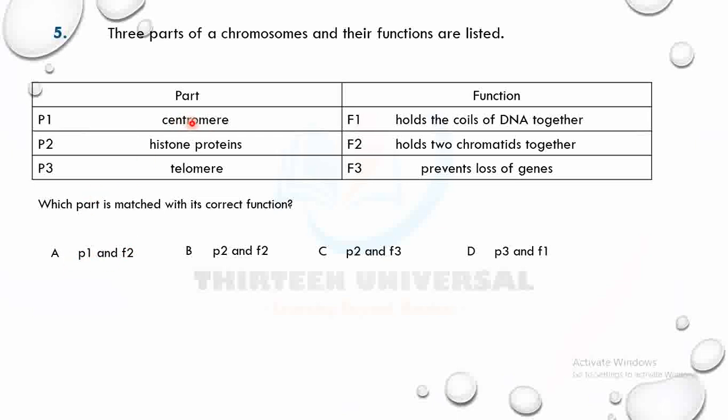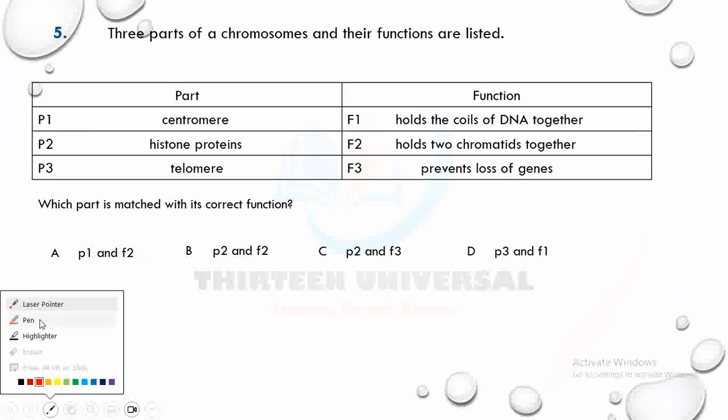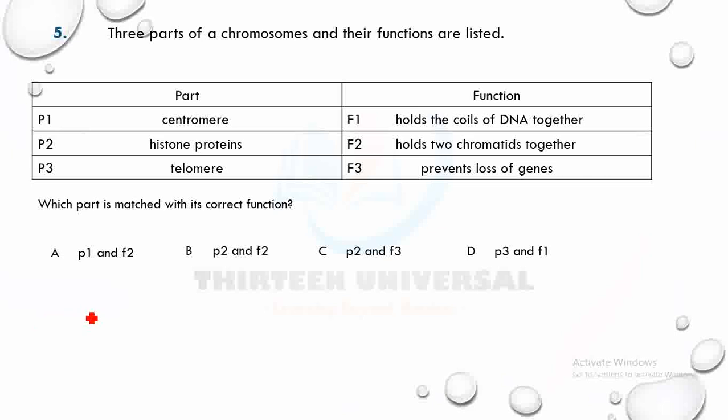P1 is centromere. F2, centromere, let's check it, holds 2 sister chromatids. That's correct. So we just got the answer in the first place. Okay, but we also have to tell why other answers are wrong. So you can see this: 2 sister chromatids joined by centromere. What is in the middle here is centromere. So A is correct. But if we check B, it said P2 histone proteins goes with F2, holds 2 sister chromatids. Nope. So that is wrong.